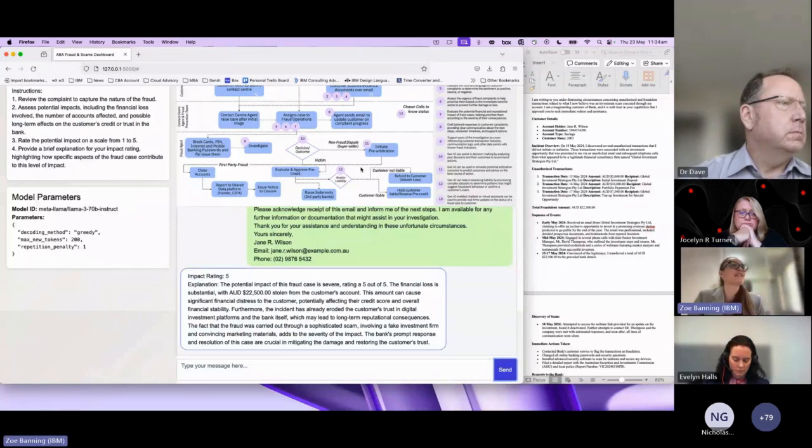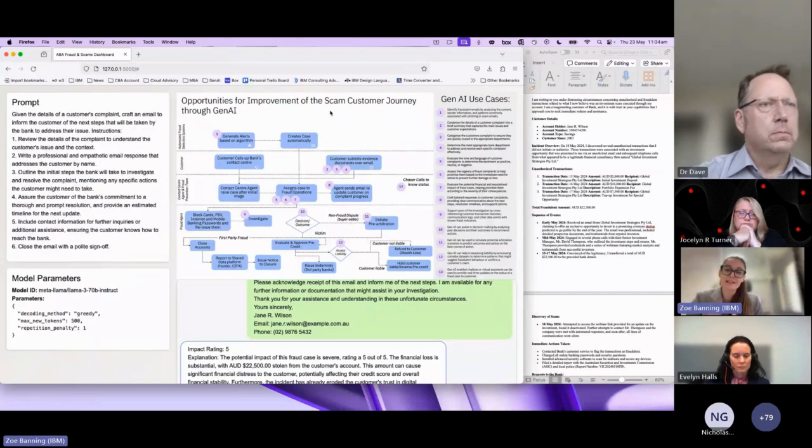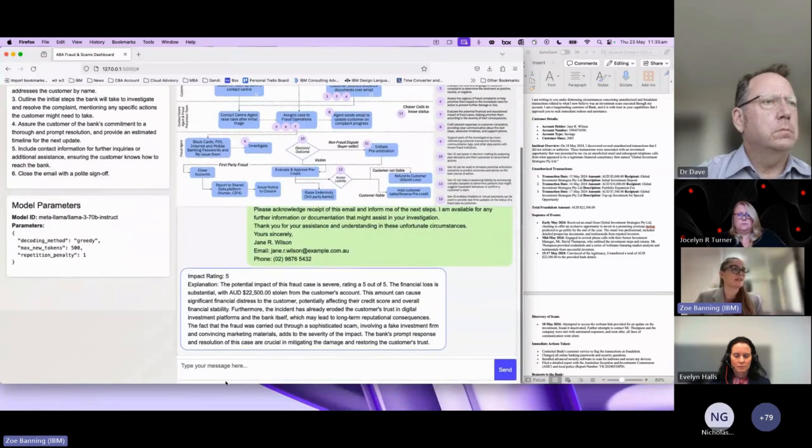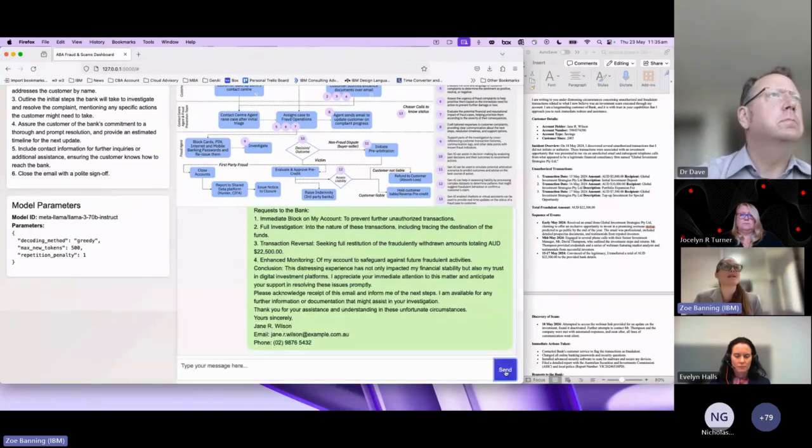Finally, let's finish the demo with creating an email to go back to the customer. So this will really help confirm to the customer that there's been some sort of movement from the bank. They've recognized that they've got the complaint. They're going to outline the steps being taken and provide an estimated timeline for resolution. So for the last time, let's drop in the customer complaint and we'll wait for the response.